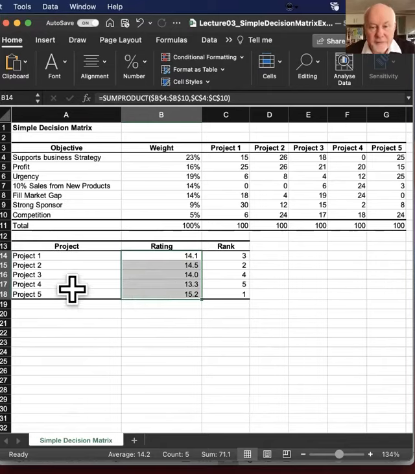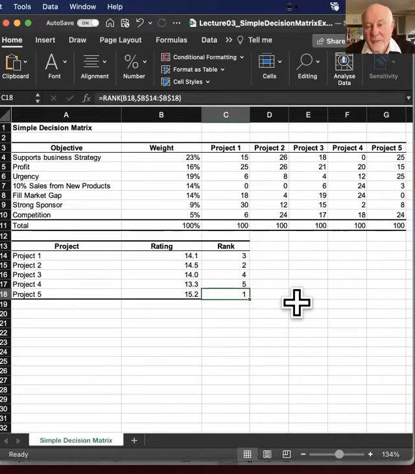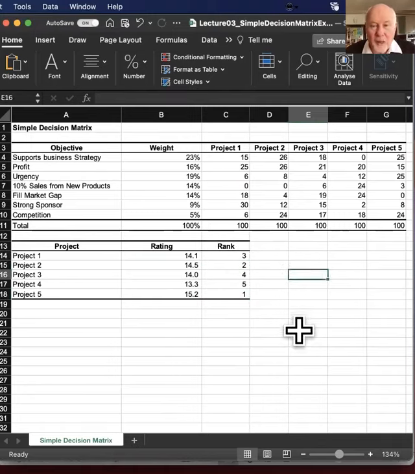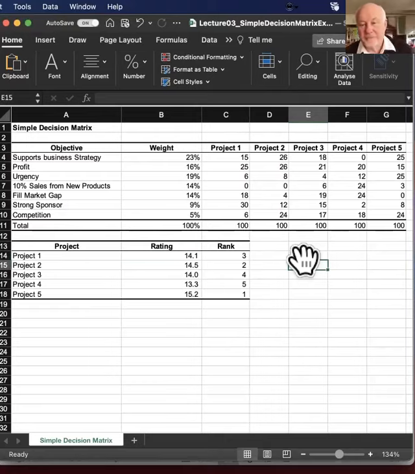score for each project, and then the decision rule depends on the circumstances. If just one has to be chosen, usually it'll be the highest ranked. If it's more than one, then you'd go down the list. So you'd choose project 5 and then project 2 and then project 3 and so on. It's probably not a good idea just to rely on rankings. It's probably worth looking at the ratings as well, because they can be very close. So for example, 3 and 4 are very close, 14.0 and 14.1. That's a trivial difference, to be honest, in this situation.